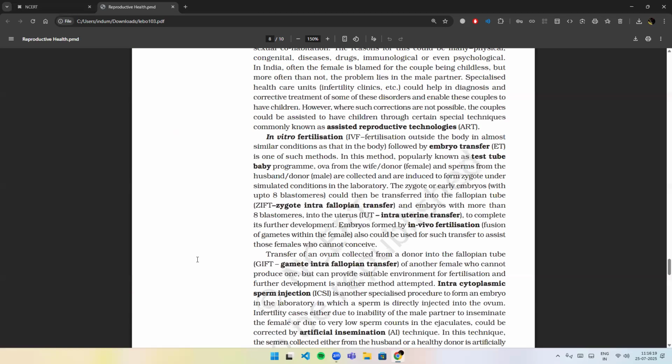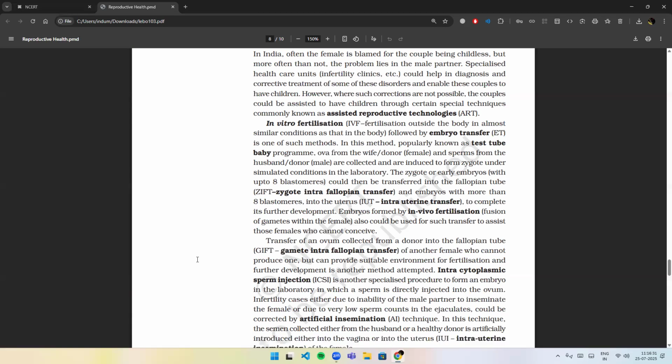However, where such corrections are not possible, the couples could be assisted to have children through certain special techniques commonly known as assisted reproductive technologies. In vitro fertilization, followed by embryo transfer, is one such method. In this method, popularly known as test tube baby program, ova from the wife or donor and sperms from the husband or donor are collected and induced to form zygote under stimulated conditions in the laboratory.